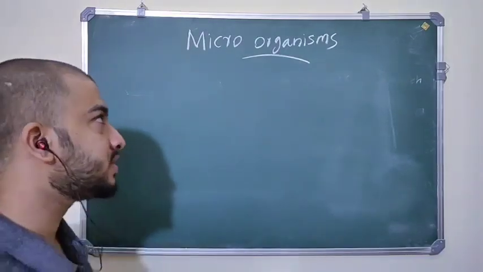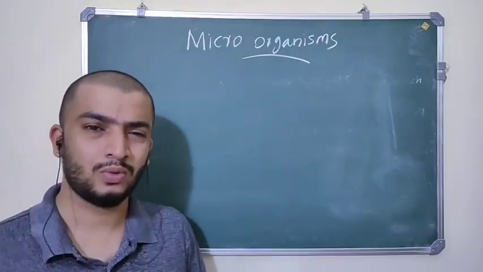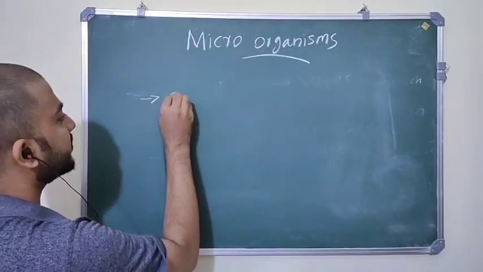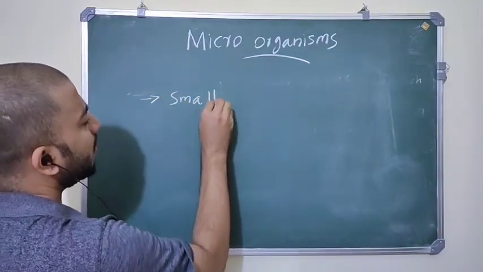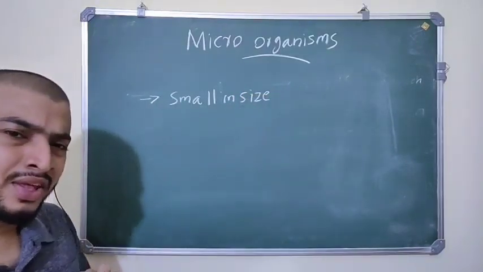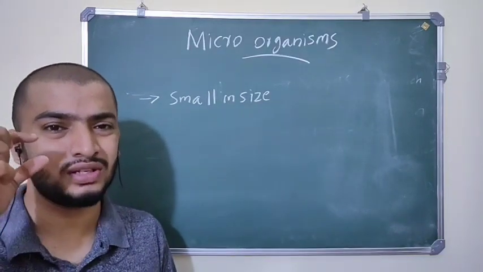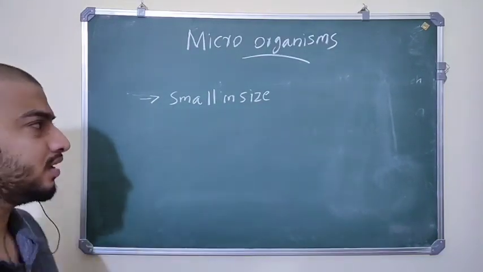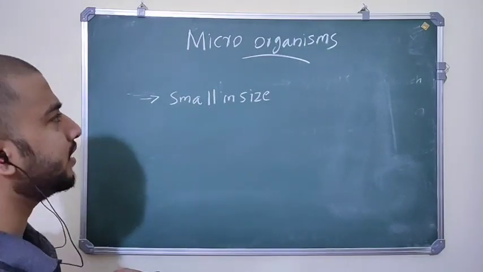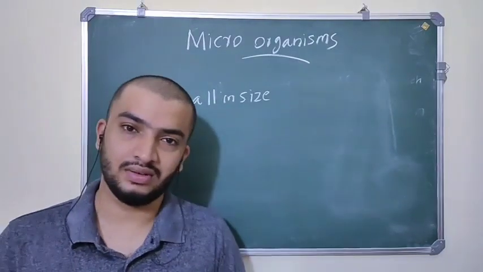The chapter name is Microorganism. So what is the meaning of micro? Micro means very small in size. So those organisms are very small in size. We cannot see them using our eyes. Then how can we see them?